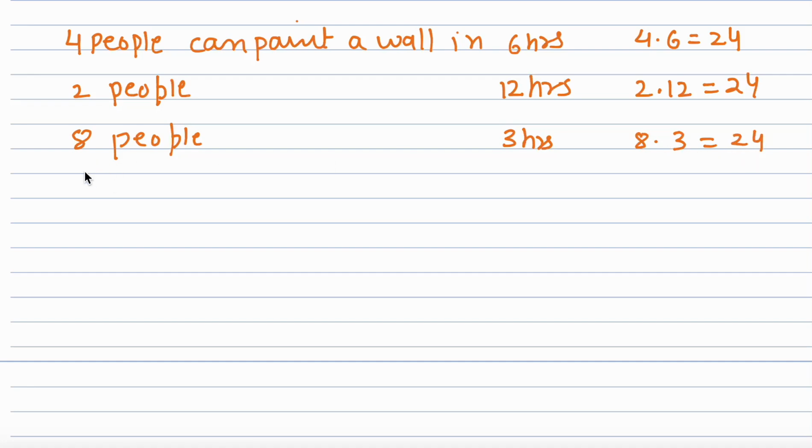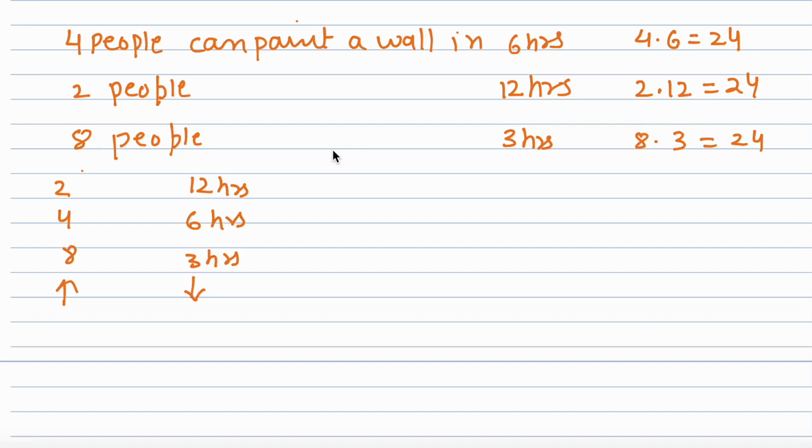Now see, when the number of people is increasing from 2 to 4 to 8, it takes 12 hours for 2 people, 6 hours for 4 people, and for 8 people it is 3 hours. So the number of hours is decreasing. That is known as inversely proportional: when one quantity increases and the other quantity decreases.